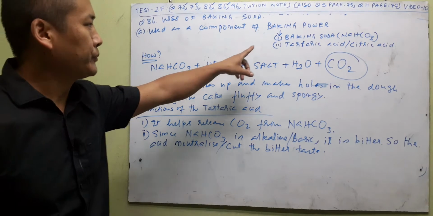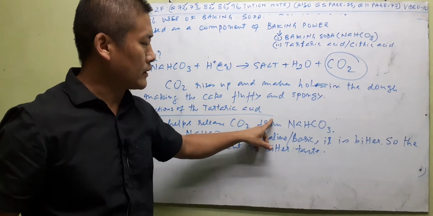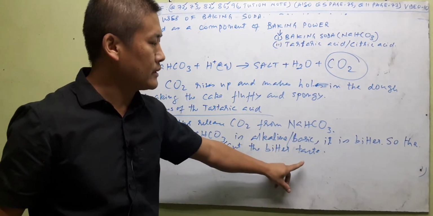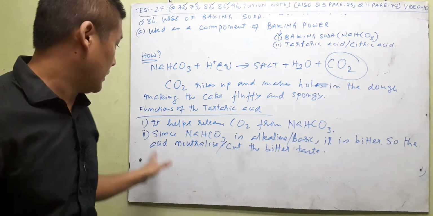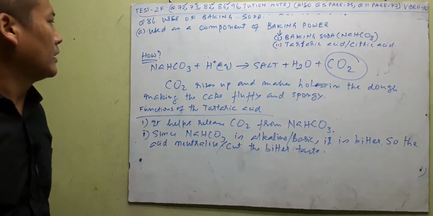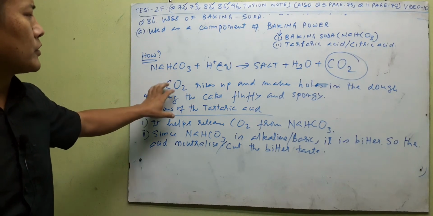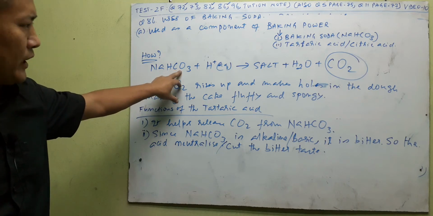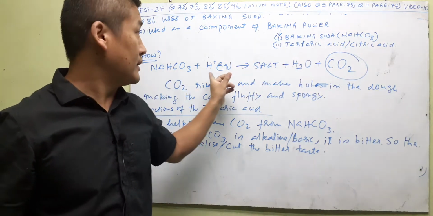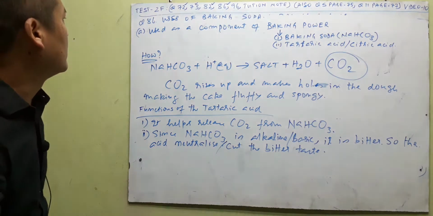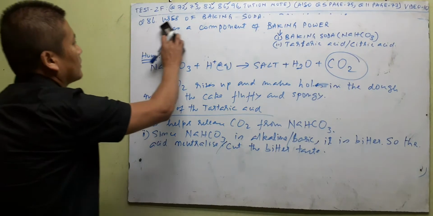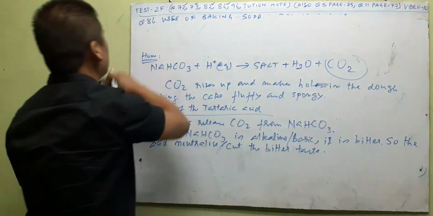So the function of tartaric acid is to release carbon dioxide from baking soda and to cut the bitter taste from the baking soda. Okay, so those are two functions of tartaric acid. Function of baking soda is, of course, it has the potential to release carbon dioxide, but it needs the help of the acid, right? So this is the first one. I hope you got it. Second use. Okay, number 2B.